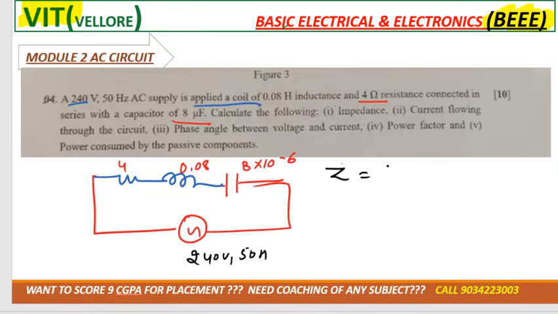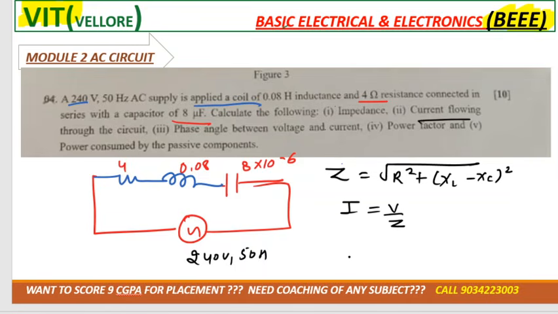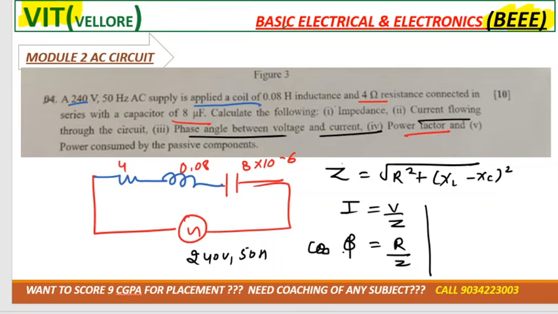Now you can get impedance, that is root of R square plus XL minus XC whole square, right? Then you need to calculate current. Current is V over Z. Then you need to calculate phase angle. Phase angle is phi, means cos phi is R over Z. Then phi you can get in a similar way, cos inverse R by Z, right? Then they are asking the power factor. Power factor you already calculated, cos phi.